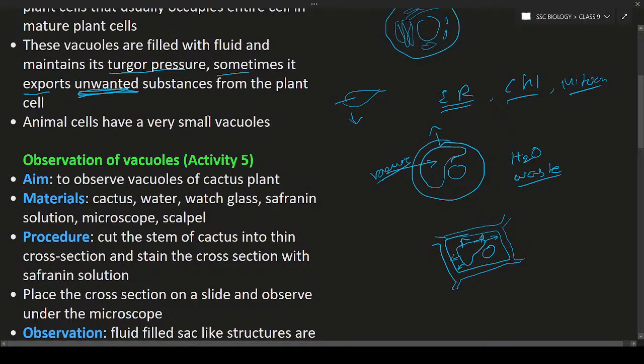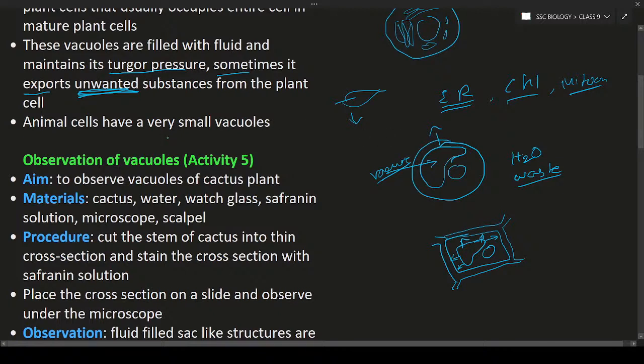These are the processes by which the plant cells are going to eliminate waste materials, and how they are going to maintain turgor pressure, and so on. Okay, so this is about the vacuole in plant cells.